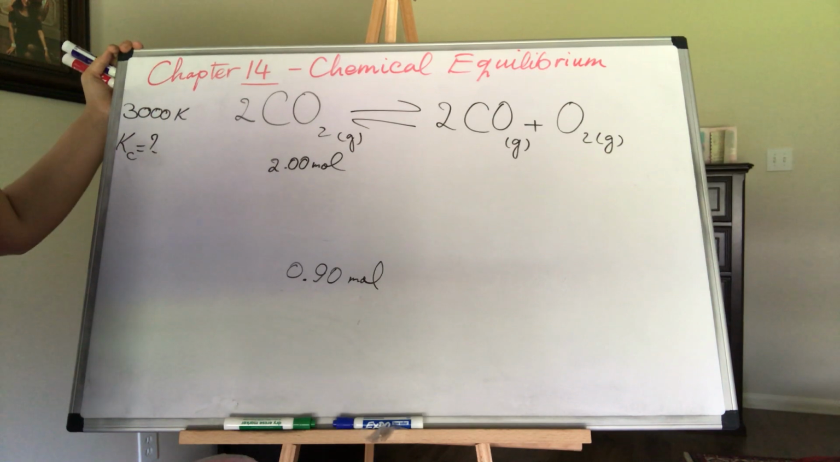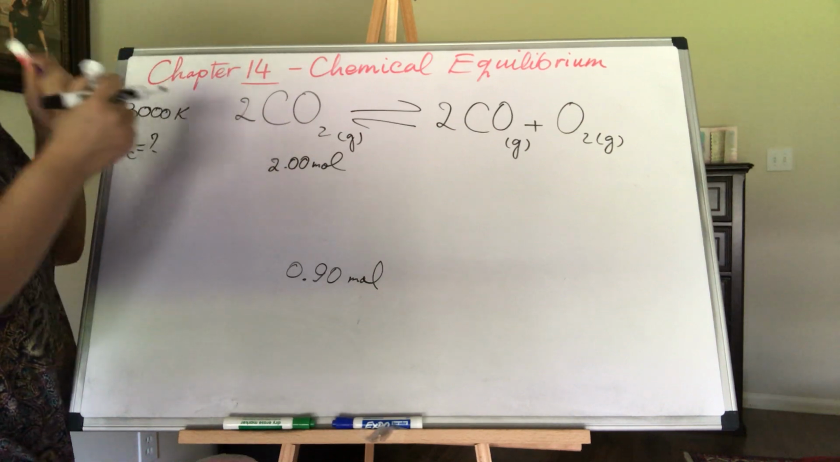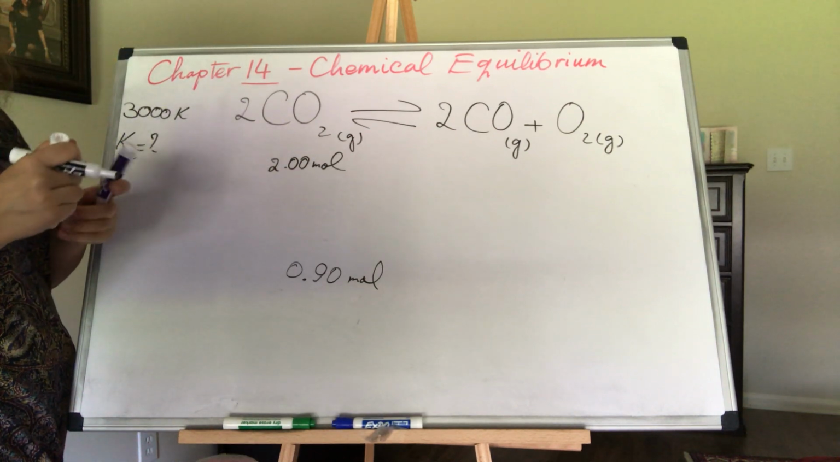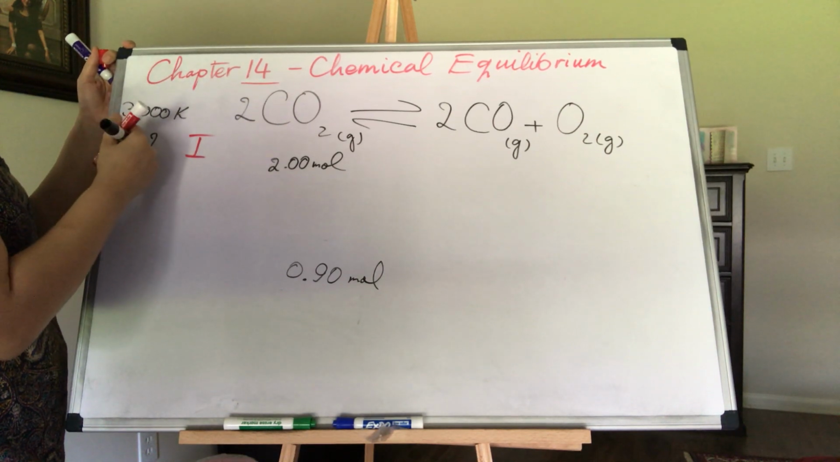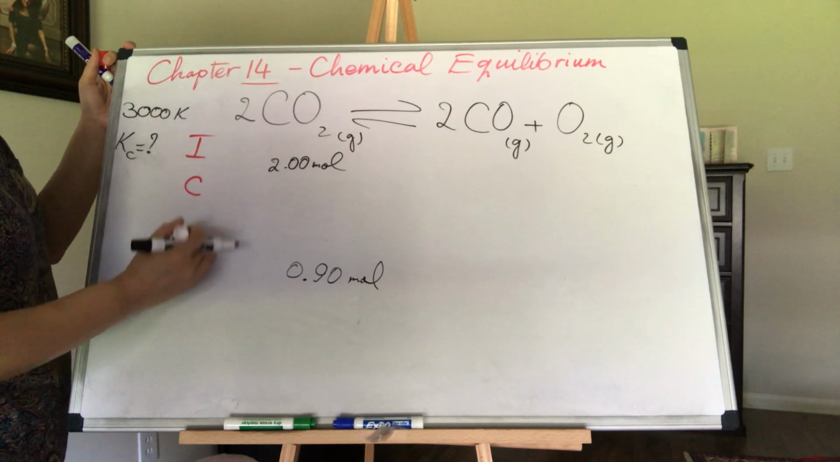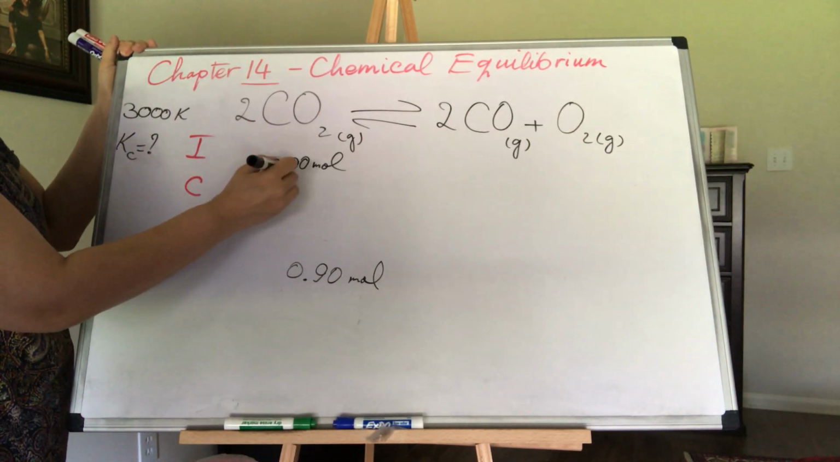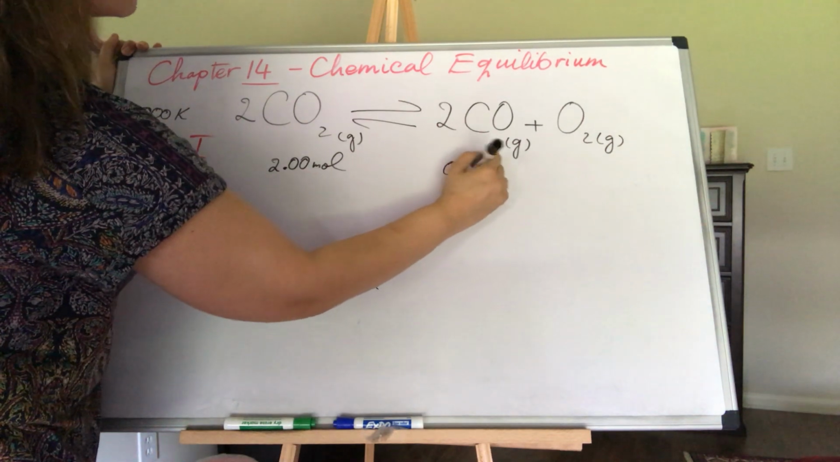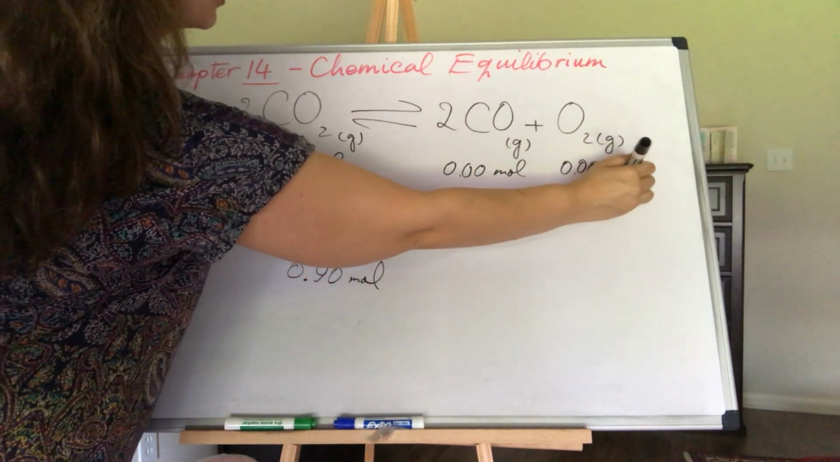What is the value of Kc at this temperature? So initially, the initial, change and equilibrium table is called an ice table. So let's build our ice table. Initially, we started with 2 moles of carbon dioxide, 0 moles of carbon monoxide, and 0 moles of oxygen.